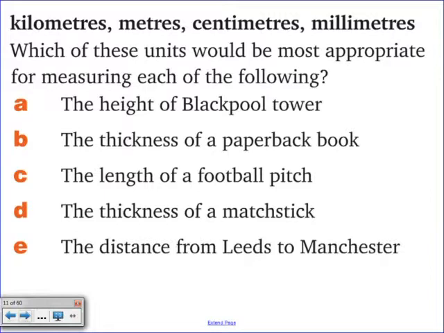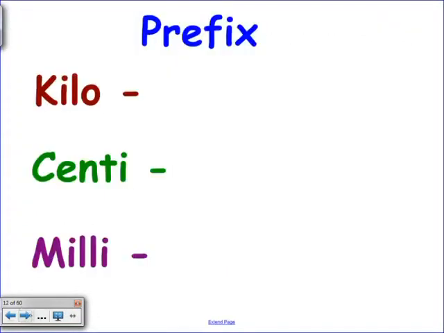Length of a football pitch? Metres. Thickness of a matchstick? Millimetres. And then distance from Leeds to Manchester? Kilometres. I know it sounds stupid, but they might put these up with the units over there and you have to join them together with those lines kind of thing. So they want to get you to accept that you need to recognise what units go along with what distances.